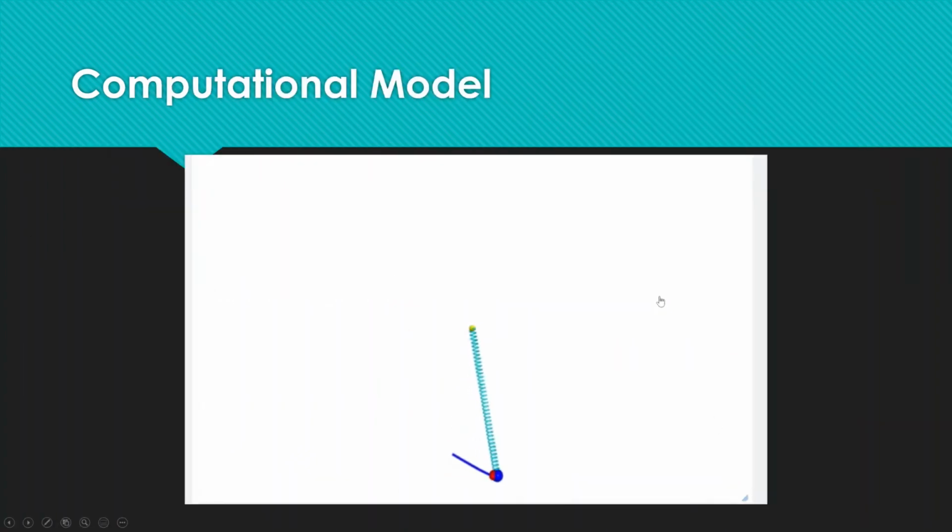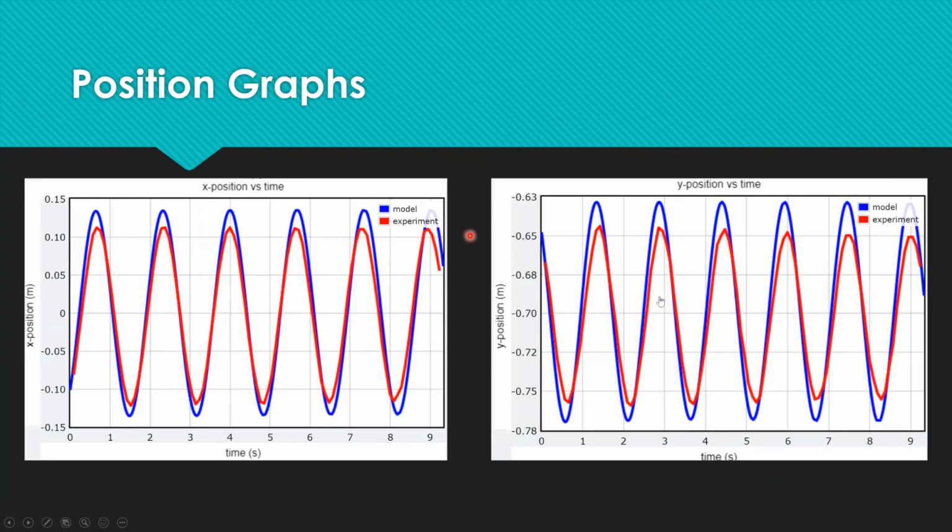So now when that code is run, you can see that we get a spring that is oscillating, and the blue ball attached to the spring is the points that are being calculated from our code, and the red ball is the points from our tracker model. So now from that we get our position graph. So we have the x position as well as the y position. You can see that the blue line represents the computational model, the red line represents the tracker model. You can see there's a slight discrepancy, and that's most likely because of the placement of the center of mass just due to human error, as well as any dissipative forces not being accounted for, such as drag.